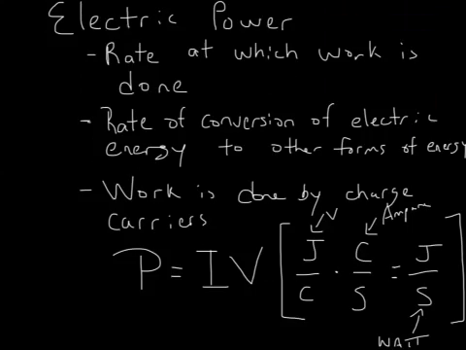Electric power is the rate of conversion of electrical energy to other forms of energy, or the rate at which charge carriers do work. Electric power for any device or circuit can always be found by multiplying the voltage across a device and the current that runs through it. Remember that 1 volt equals 1 joule per coulomb, and 1 amp equals 1 coulomb per second. So by multiplying 1 ampere by 1 volt, we get 1 joule per second, which is 1 watt. So again, power equals current times voltage.